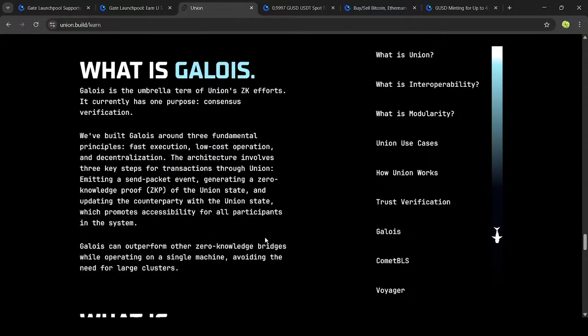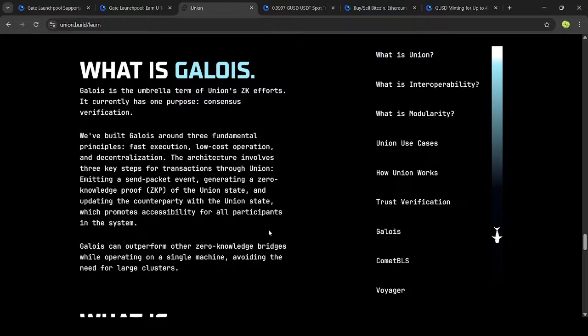So what is Galois? Galois is the umbrella term of the Union ZK effort and is currently focused on the purpose of consensus verification.